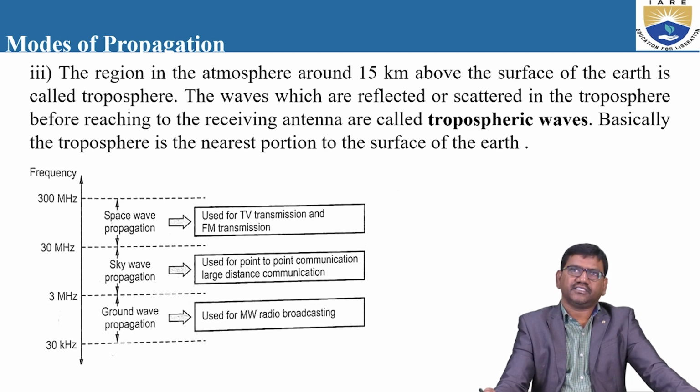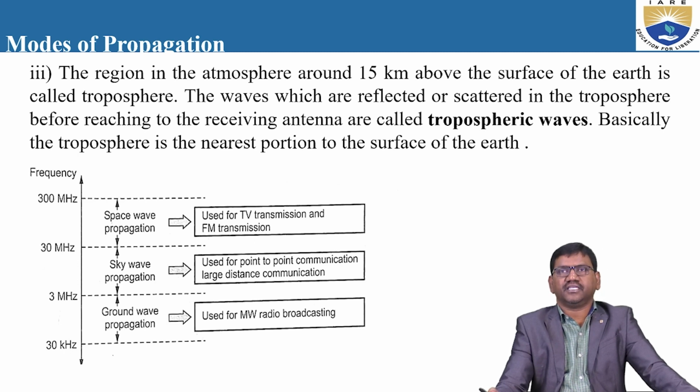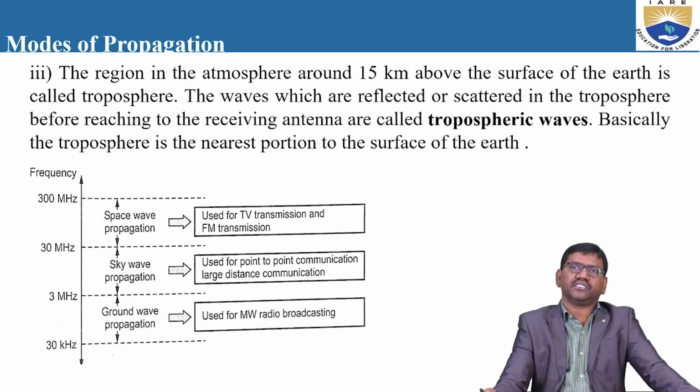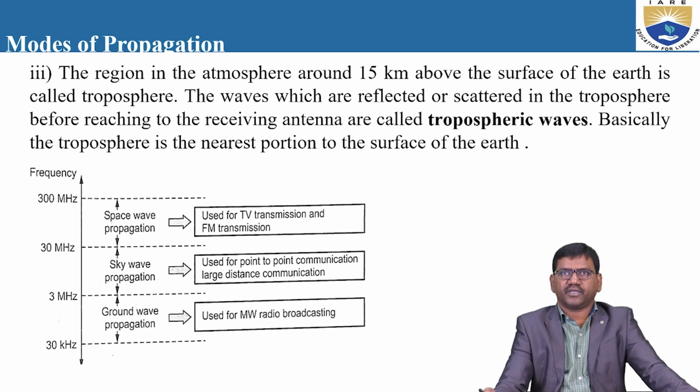As the distance increases, more waves fall on the earth, and the earth attenuates the signal. Hence, a large amount of signal strength is absorbed by the ground. Finally, at the destination, the receiving point, the field strength becomes zero, and no signal is received. Hence, there is a limitation that only low frequency signals can be used in ground wave propagation, and at the same time, only for short distance communication.